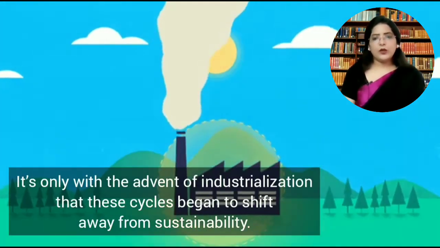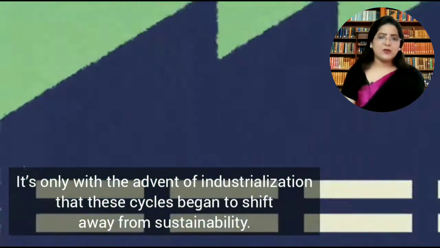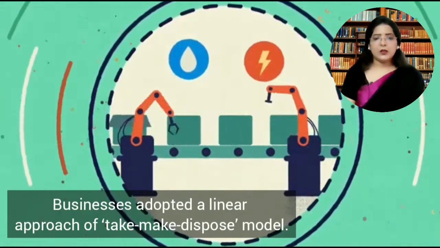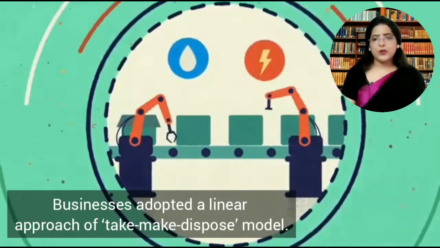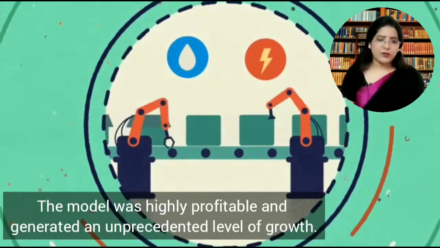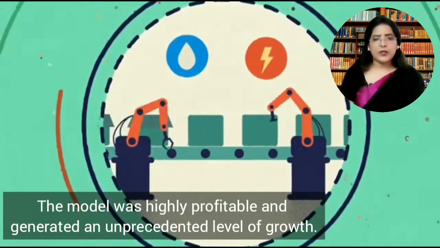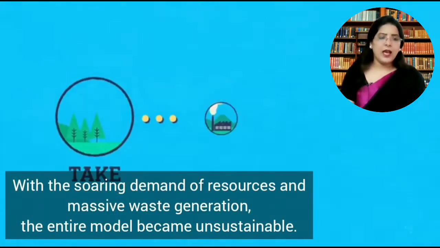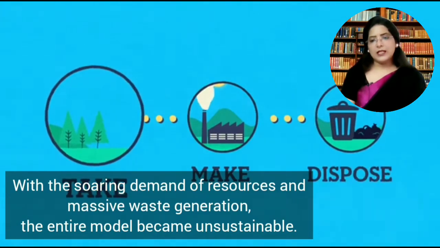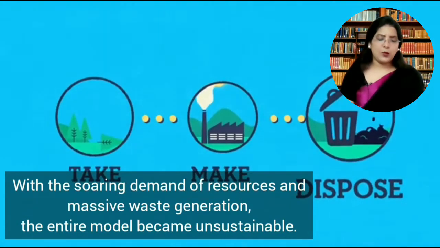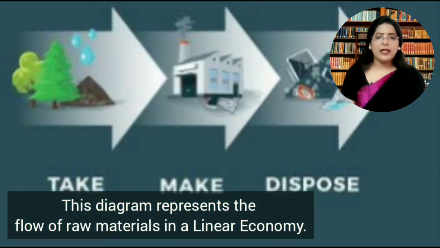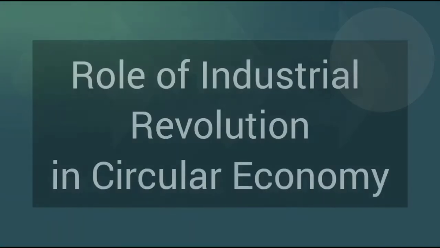It's only with the advent of industrialization that these cycles begin to shift away from sustainability. Businesses adopted a linear approach of the take, make, dispose model. The model was highly profitable and generated an unprecedented level of growth. With the soaring demand for resources and massive waste generation, the entire model became unsustainable. This diagram represents the flow of raw material in a linear economy.